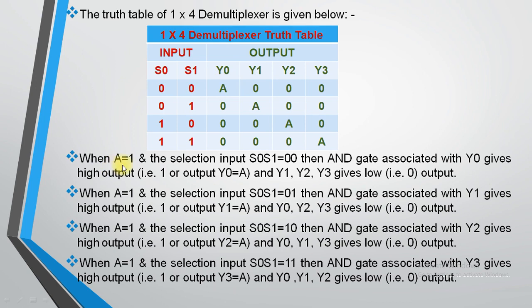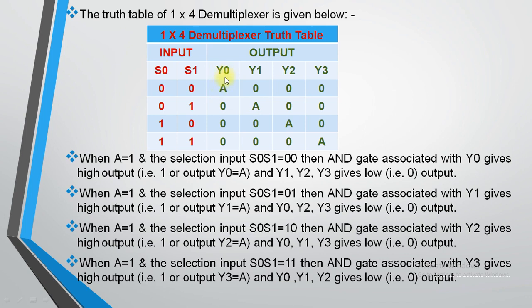So when A equals 1, selection variables S0 and S1 equal 0, 0, then the AND gate associated with Y0 gives high output. So this particular line is activated. High output means 1, or output Y0 equals A. Over here Y0 equals A.